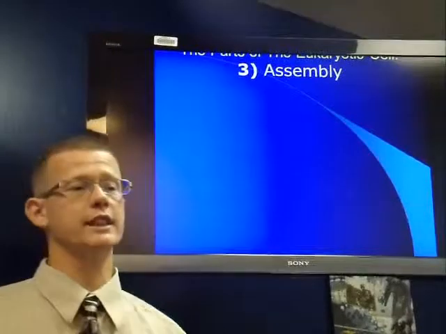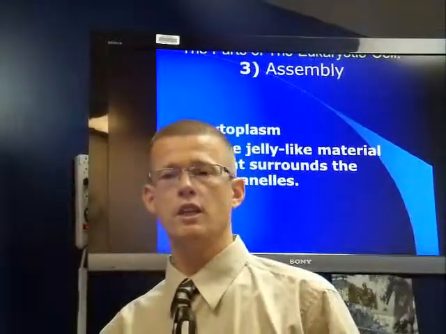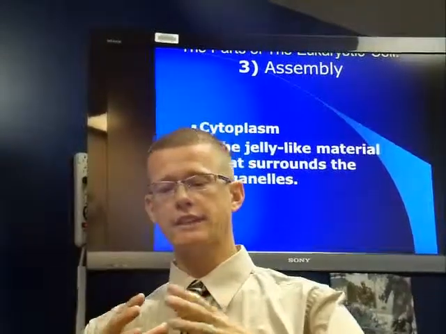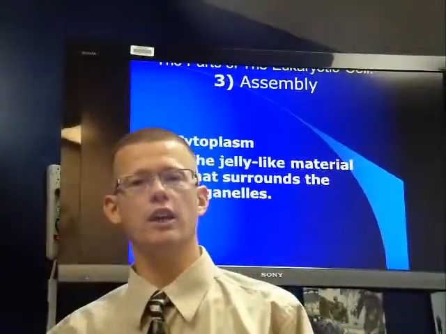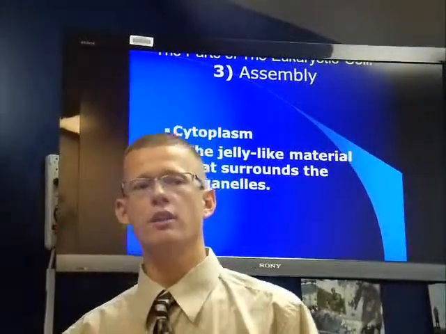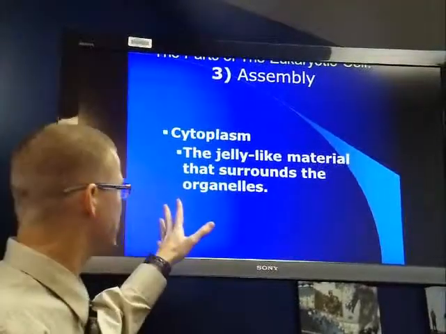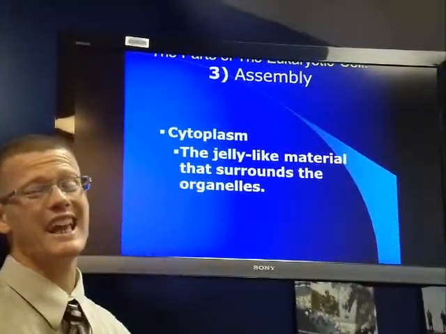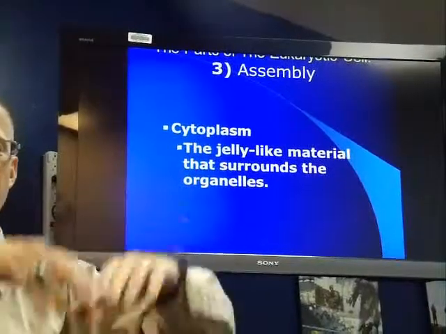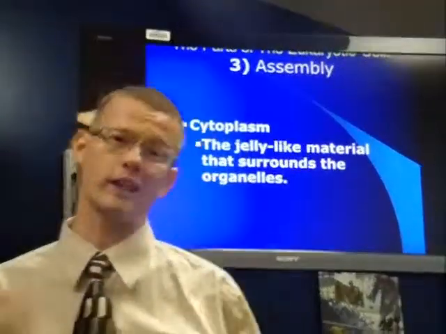Now, when we also get into the cell, we should talk a little bit about the assembly parts of the cell. Basically, inside the cell we have the organelles, the parts of the cell, and then what they kind of sit in is this jelly-like material that we call a cytoplasm. The main purpose of the cytoplasm is to protect those organelles and to keep them where they're at. If we didn't have anything in there to kind of hold on to them, they just float around within the cell, and that wouldn't work out very well at all.